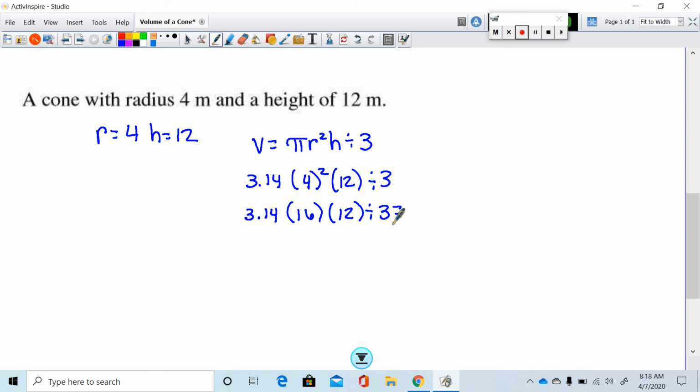And when you do that, you get, let me show you about the rounding on this one. You get 200.96. We want the nearest tenth. So the number after that is larger than a 5, so you've got to add 1 to this. So to add 1 to 9, you have to make it a 10. So that goes away. So I've got 201.0 meters cubed.